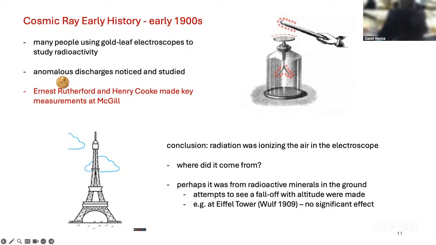And the answer was they shouldn't. And so people would come back the next day or a few hours later in the lab and find it all disturbed. Big mystery, what's going on? So people like Rutherford and one of his collaborators, Henry Cook, made key measurements in this at McGill and came up with the idea that there was some kind of radiation that's coming into the residual gas in the object, in the electrometer, and discharging it.